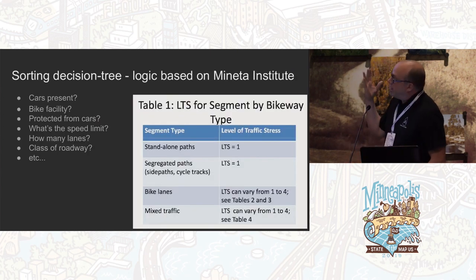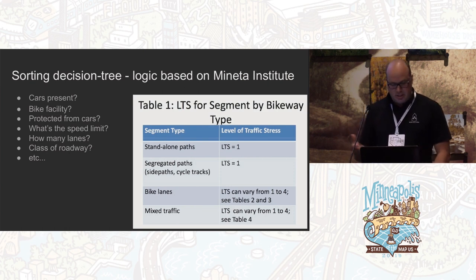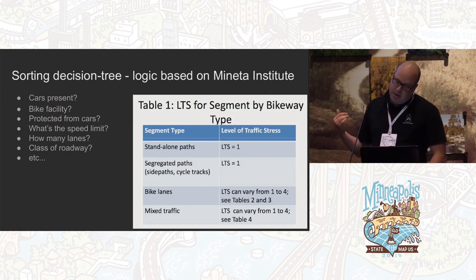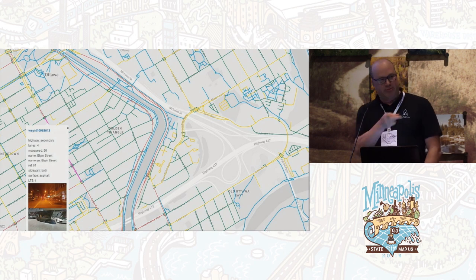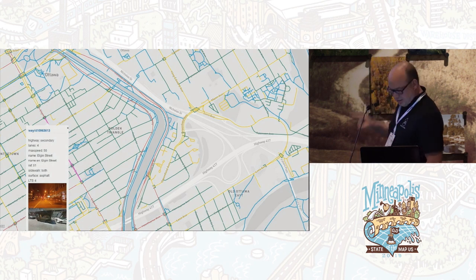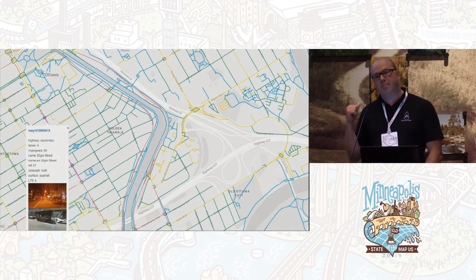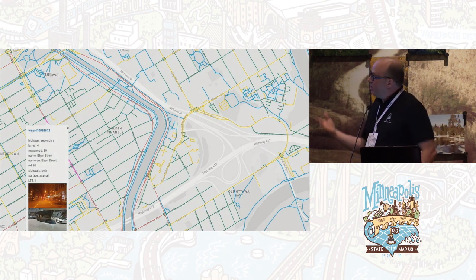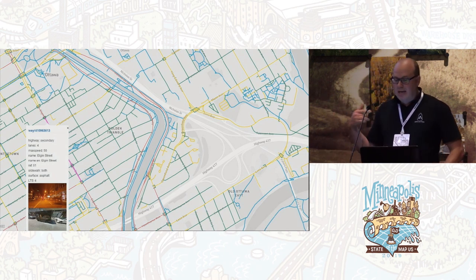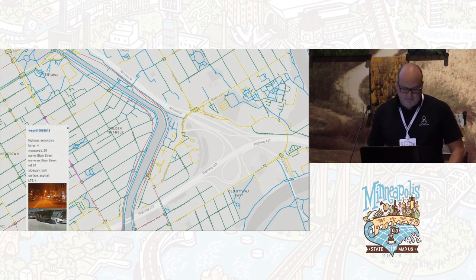Okay, so the LTS, I'm not going to talk about it too much here, but it asks: are there cars? Is it a bike facility? Is it protected? Etc. And here's our map. We use blue and green differently, the opposite of what you did, but otherwise the colors are the same. This is calculated in real time, kind of. Every 6 hours, the LTS map is recalculated on a very small AWS node, so not on a massive scale. We're only doing one city. But as I make edits in OpenStreetMap, I just wait a few hours, and then I can see my change in the map. It's live.